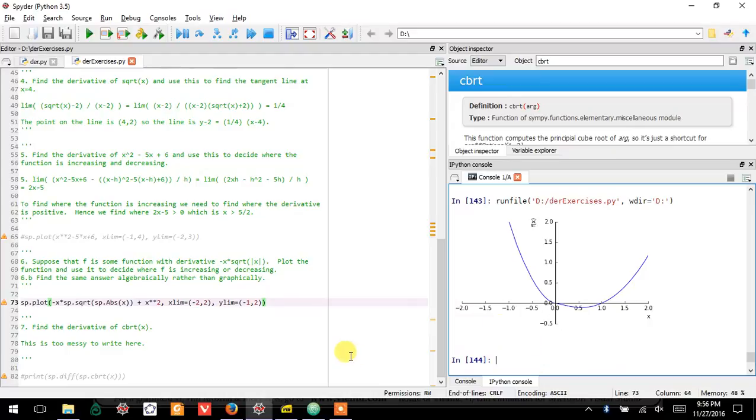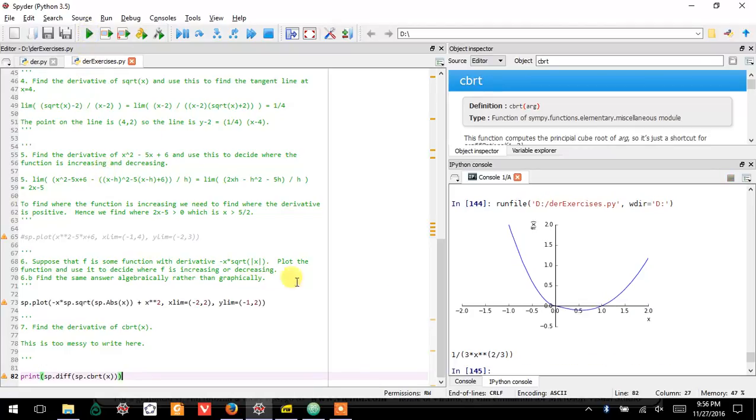Next, we will find the derivative of the cube root of x. And this is a hard one. This took me a while to really work out all the kinks, but I'll go ahead and print the answer just so we know what we should expect. And the answer is 1 over 3x to the 2/3.